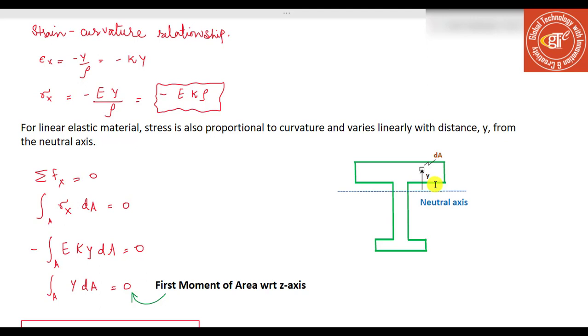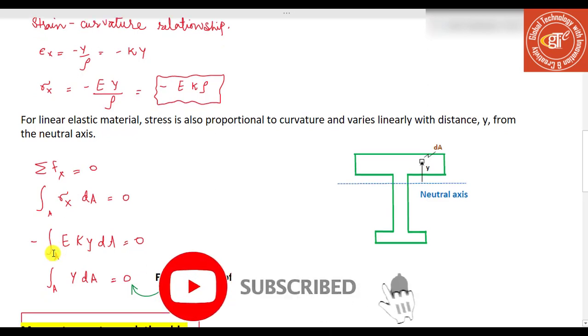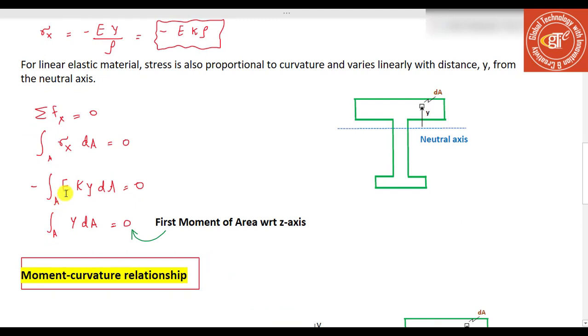To obtain the neutral axis, we consider an element of area dA in the cross section. The element is located at distance y from the neutral axis, and therefore the stress sigma x acting on the element is given above. The force acting on the element is sigma x times dA and is compressive when y is positive. Because there is no resultant force acting on the cross section, the integral of sigma x dA over the area A of the entire cross section must vanish. So the equation becomes the integral over A of E times kappa times y dA equal to 0. Simply substitute the sigma x value into this equation.